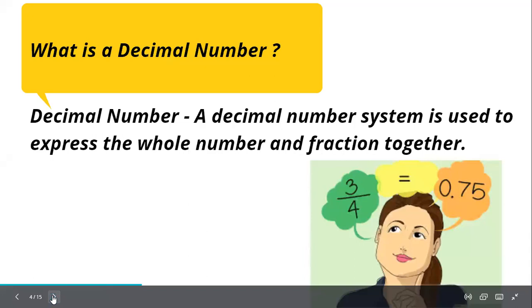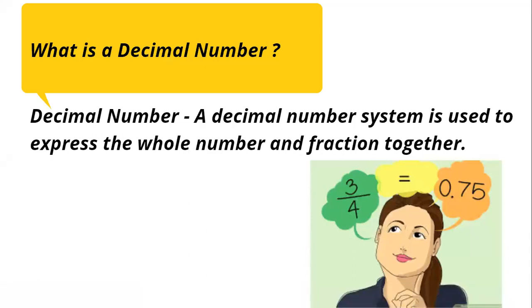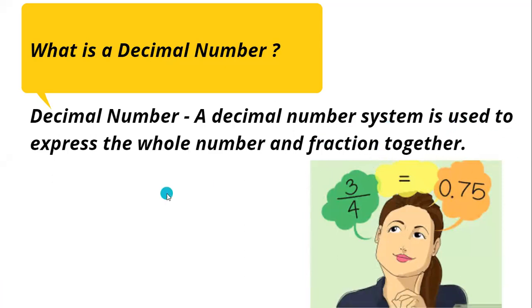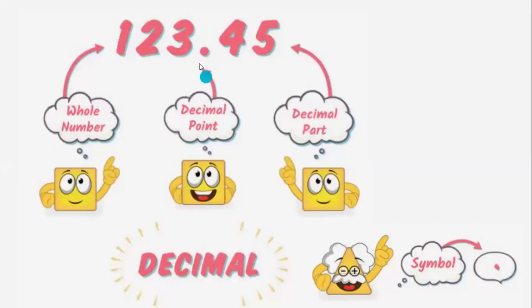So what is a decimal? A decimal number is a number system used to express the whole number and the fraction together. For example, 3/4 can be represented as a decimal number, right? So 123.45 is a decimal number, and this part, that is 123, is a whole number. And this point is called the decimal point, and this is the decimal part.